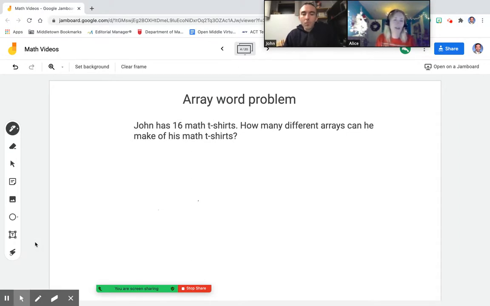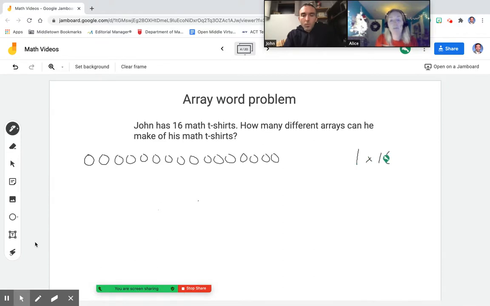Okay, so now I'm going to do an array word problem. I'm going to think of arrangement. John, I noticed that you don't have quite as many math t-shirts as I do, apparently. You have 16 math t-shirts. Gotta catch up. Quite a few. How many different arrays can he make of his math t-shirts? So one thing I'm going to do is approach it by starting from the smallest number. That way I also won't forget it. And that is that 1 is a factor. So I'm going to say, okay, 1 row of 16 shirts. So one answer would be 1 by 16.